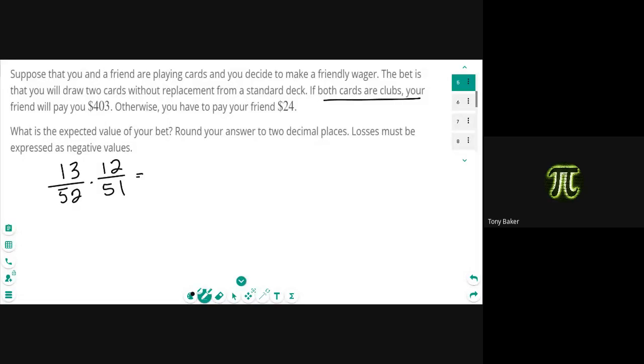All right. So for this one, you get 0.0588. So we're going to take that number right there and multiply by 403. Okay? So that's 2360 or 70. 2370.